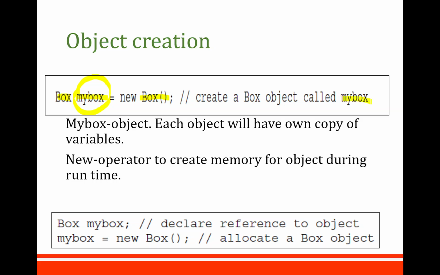That is, myBox will refer to the class. myBox will have its own copy of the variables. So now this myBox will have the copy of width, height and depth. And I already said that the new operator is used to create memory for the object during runtime. Okay, so this is how we create an object. Either we can give it like this in a single step, or even in two steps.